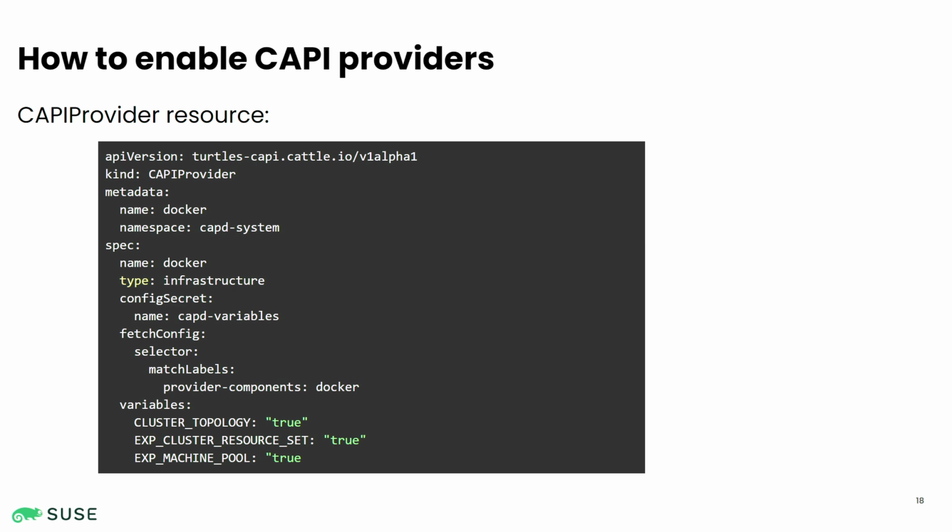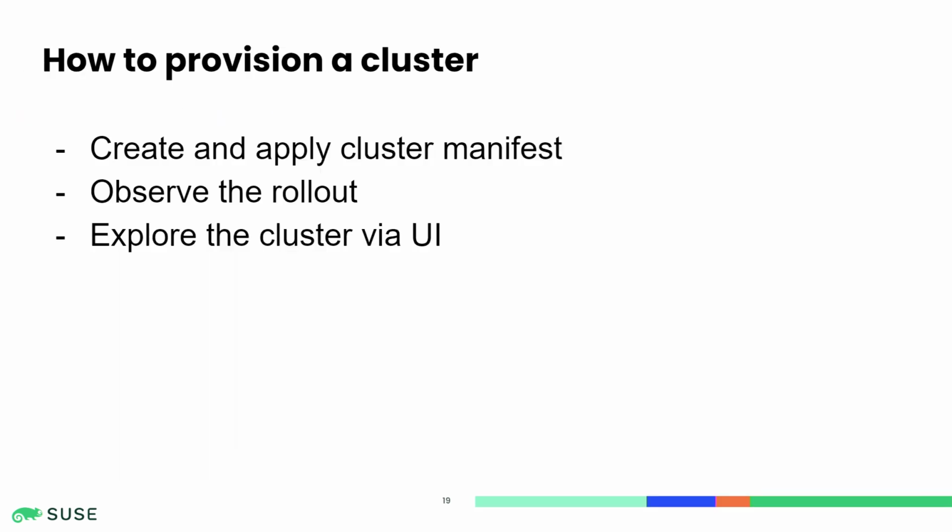Cluster resource set is one of the things required to provision, for example, CNI in your freshly provisioned cluster. We're gonna also show in the demo how it will be deployed. And machine pools, if you want to try this experimental feature in upstream, also is possible. So, yeah.